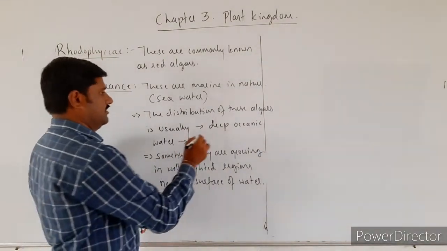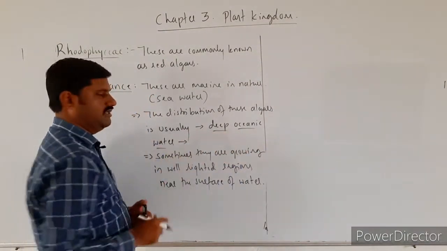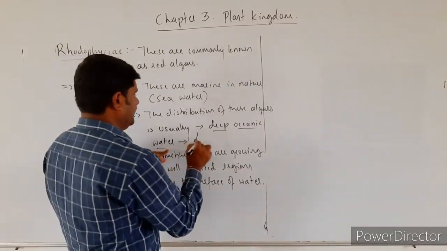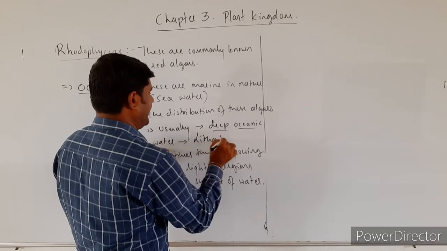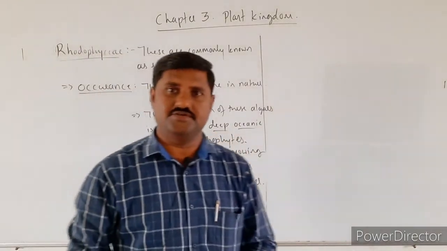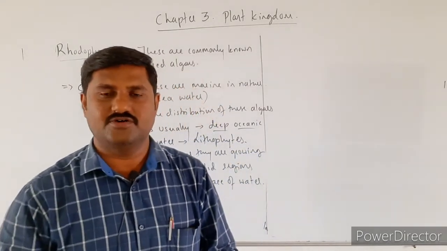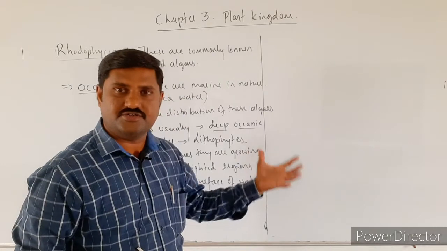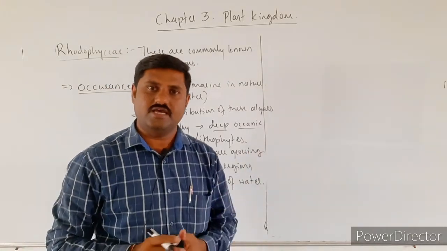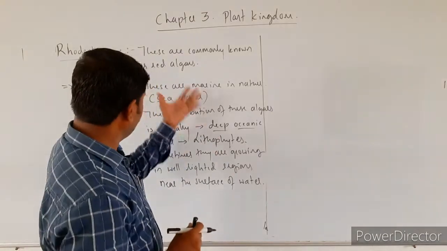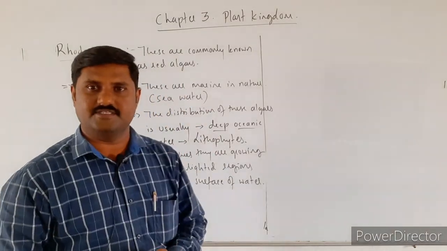And in the deep oceanic water in which the red algae are growing, these are usually lithophytes. What are lithophytes? Already I have mentioned in the last video. Litho stands for stones or rocks. So these are growing attached to some stones or rocks there, right? So this is about the occurrence of these plants.